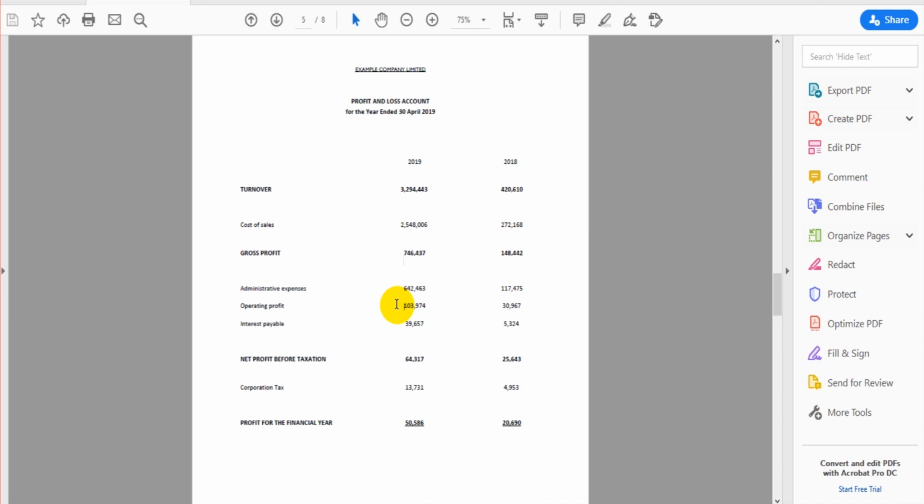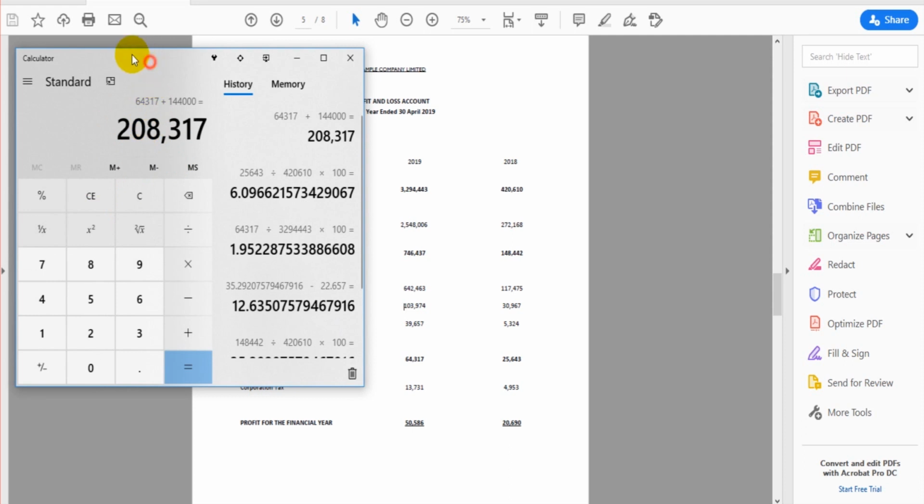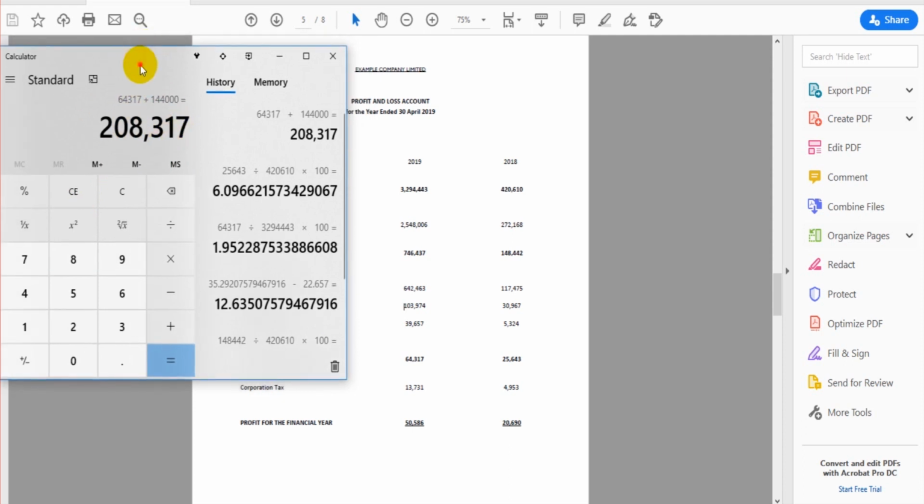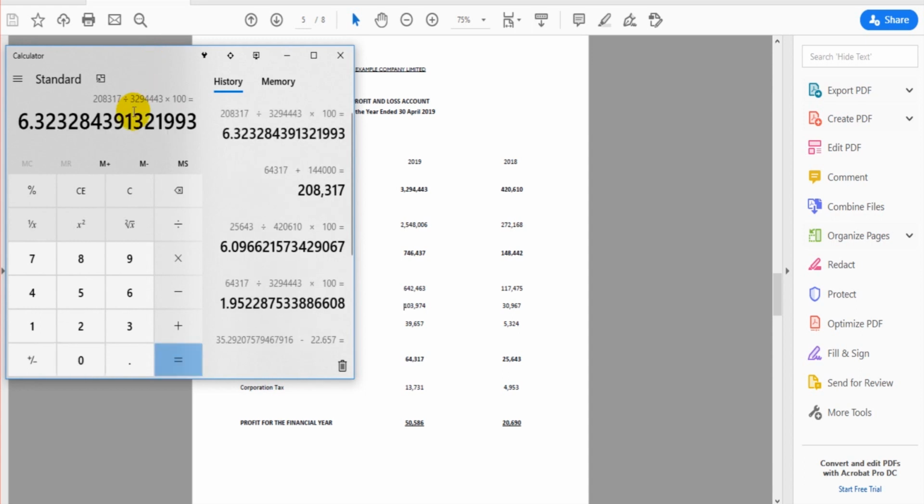So if the company director was to cut their salary in half, instead of taking 288 a year, they took 144, then we're going to see profits go from 64,317 plus 144,000 to just over £200,000 per year. Now, if we work out the new net margin based on that figure, so divide by 3,294, divide by the sales, the turnover, times by 100, you've got over 6% margin.